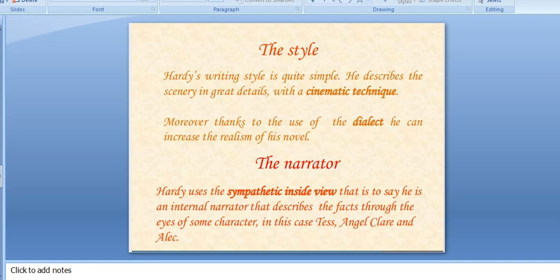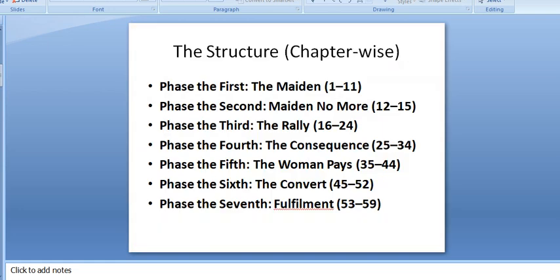Now we will discuss the summary of 7 phases in the novel, from phase 1 to phase 7. These are: first phase, The Maiden; second phase, Maiden No More; phase the third, The Rally; phase the fourth, The Consequence; phase the fifth, The Woman Pays; phase the sixth, The Convert; and phase the seventh, the last phase, Fulfilment, from chapter 53 to 59.